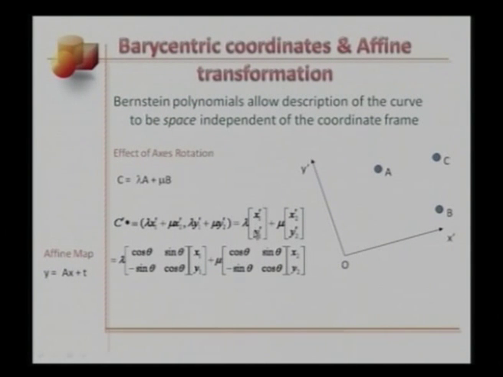the right hand side would become lambda times this rotation matrix times the original coordinates of A plus mu times the rotation matrix times the original coordinates of B. I can take the rotation matrix common and I'll have lambda times x1 y1 plus mu times x2 y2, which is nothing but C. So we observe that the coordinates of C prime star is the same as the coordinates of C. In other words, the rotation of the axis does not affect the linear combination.